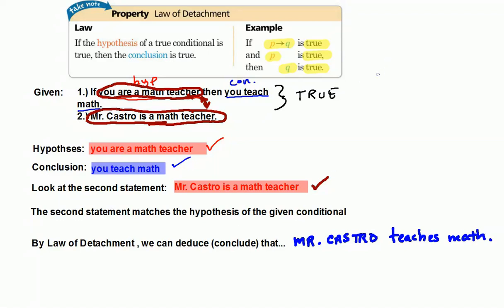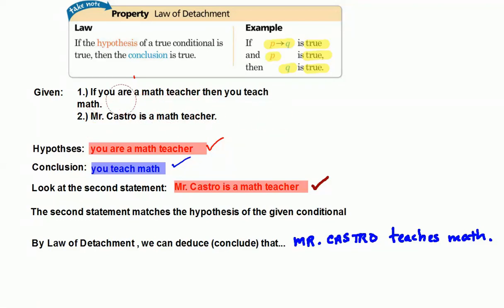Okay, so let's go back to what you have to do. First thing is you need to be able to read your conditional statement and say that it's true. If you're a math teacher, then you teach math. That is true. Break it down into hypothesis and conclusion. You have to repeat the hypothesis again in the second statement, which is Mr. Castro is a math teacher. Notice how they both bring up the fact of being math teachers. So you're saying the same thing. Therefore, we can conclude that he teaches math. So Mr. Castro teaches math. Let's look at another example.